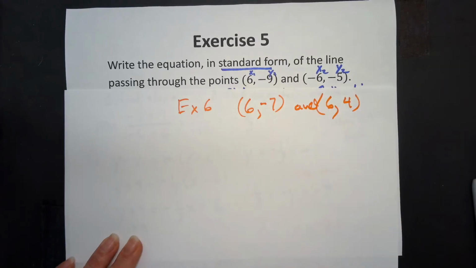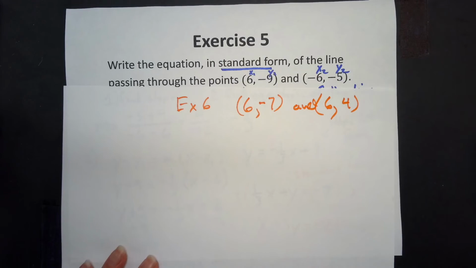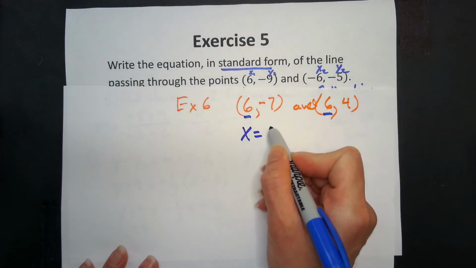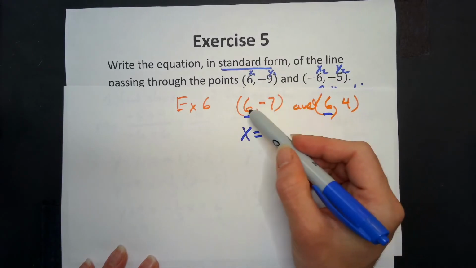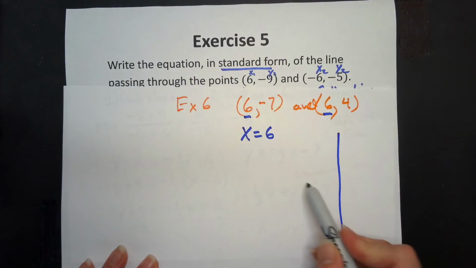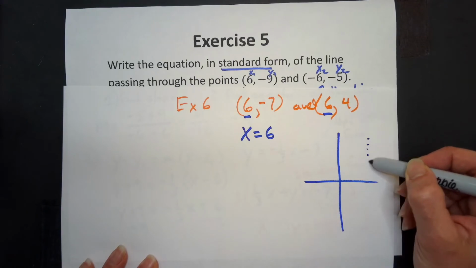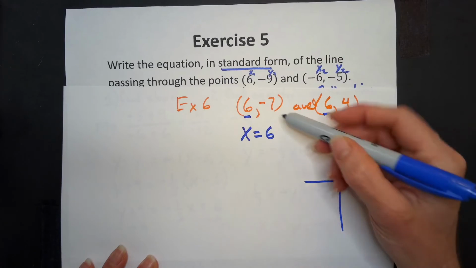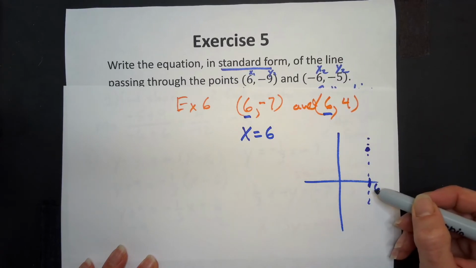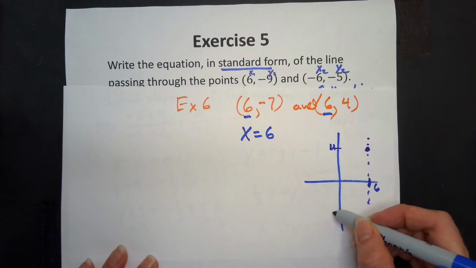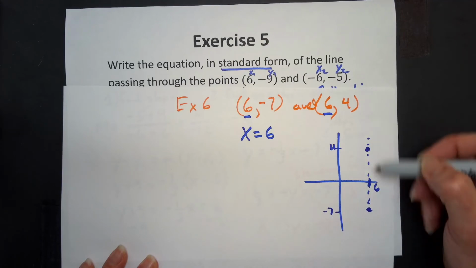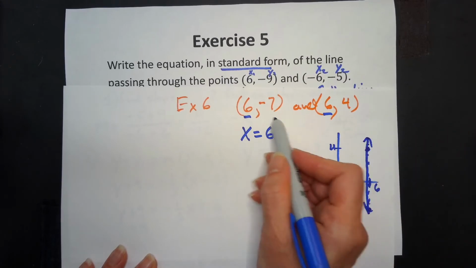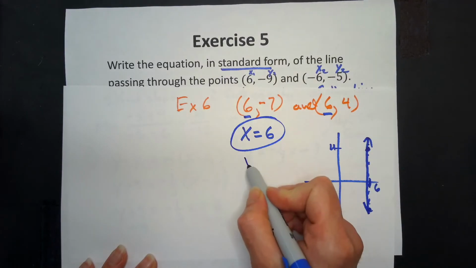And right here, if you notice that you have the exact same coordinate, both x's are equal to 6, well, the only place that happens is if it's a line where all my x values are 6. Because if it's a straight line, right, all lines are straight, but if at 6 here, at 4, and right here, at negative 7, 2 of my points have the same x value, all my points have the same x value. So this is the equation of the line right here. It's just vertical.